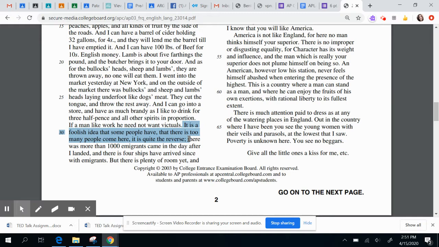He might anticipate what his wife feels or perhaps what he's hearing from other people. Here is his refutation. There was more than 1,000 immigrants came in the day after I landed, and there is 4 ships have arrived since with immigrants, but there is plenty of room yet. I would unpack this as a concession. Now, because we've moved from this idea of abundance as far as provisions to addressing some of his wife's counterclaims, it is at this point right here that I would end that first major move.